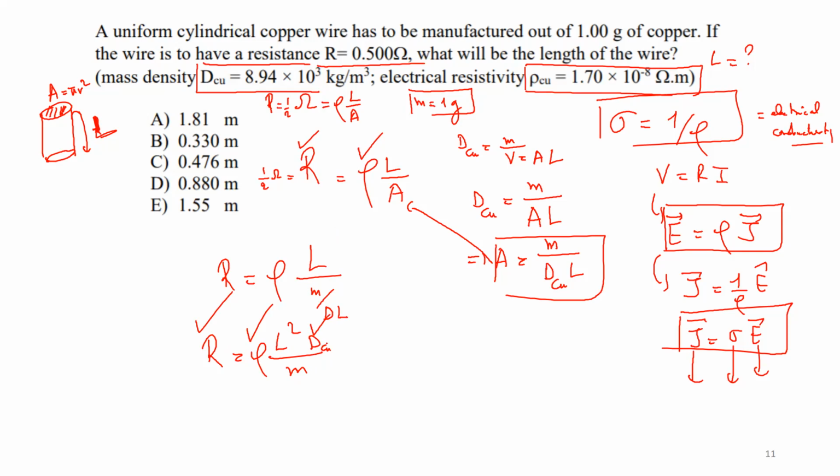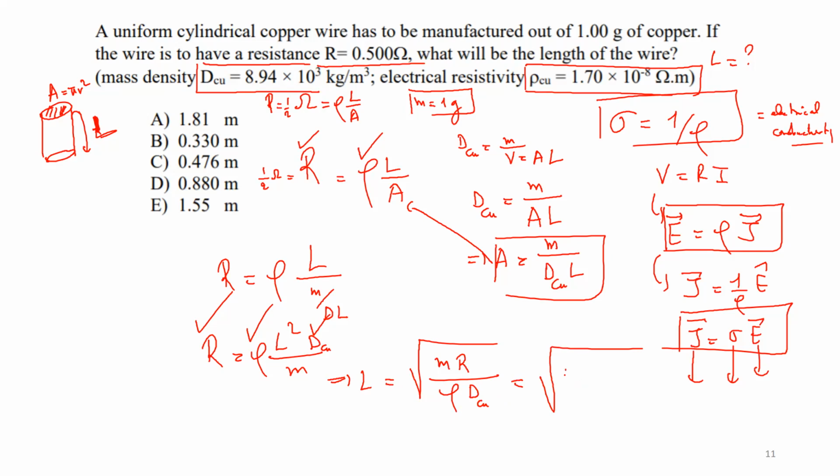So I know R, resistance, I know rho, I know D, which is the density of copper. I call it D just to avoid confusion between mass density and electric resistivity. And this is a mass of 1 gram, of course, we put it in kilogram. So this gives me what? My L will be just the square root of mass multiplied by resistance divided by rho times density of copper.